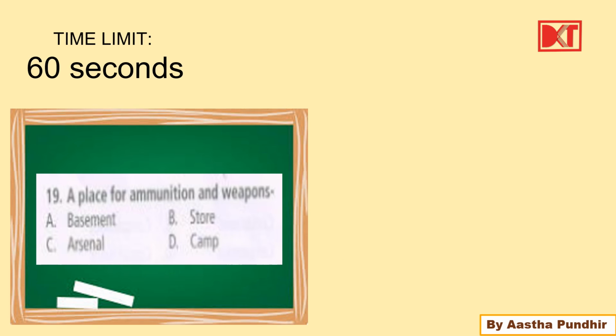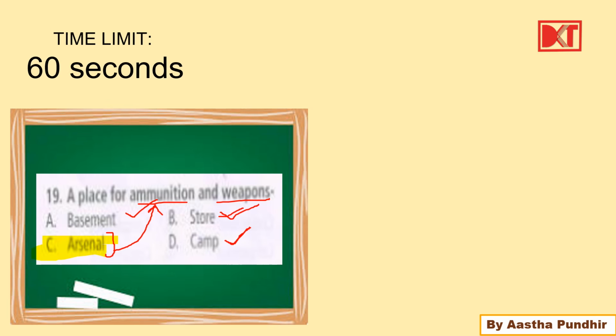Okay, so here a place for ammunition and weapons. Here the options are A. Basement, B. Store, C. Arsenal, D. Camp. This is pretty easy. The answer is C. Arsenal. And the other ones like basement and store and camp, these are usually places, warehousing की, storage की places हैं, but you can't really be sure कि किसमें क्या होता है. But arsenal का तो we can be particular कि specifically ammunition and weapons के लिए.